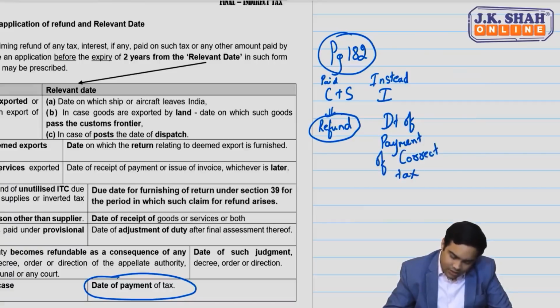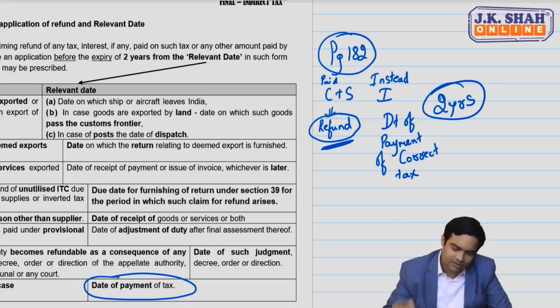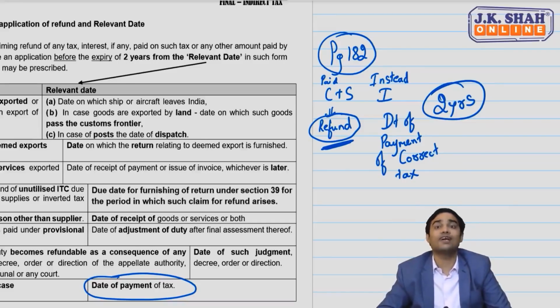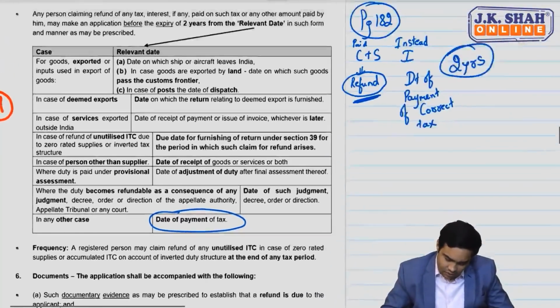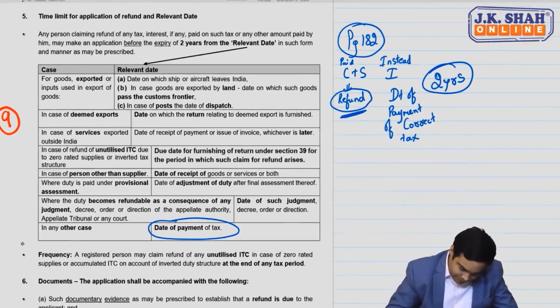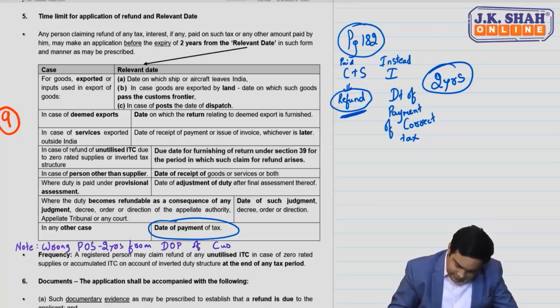See this carefully. The time limit of 2 years for applying for refund will start from the date of payment of correct tax. So you can just write a note here on page 282. Wrong place of supply: 2 years from date of payment of correct tax. Not the wrong tax.